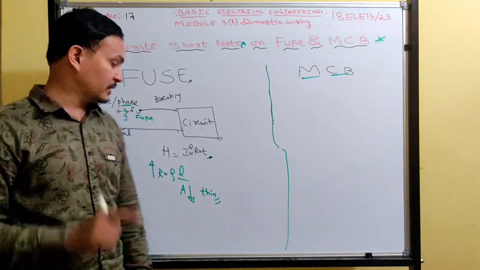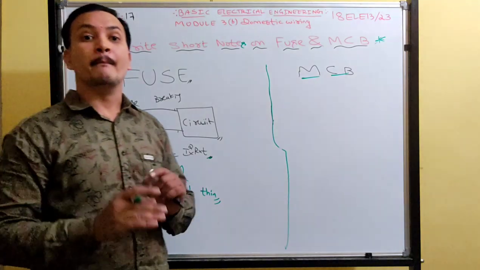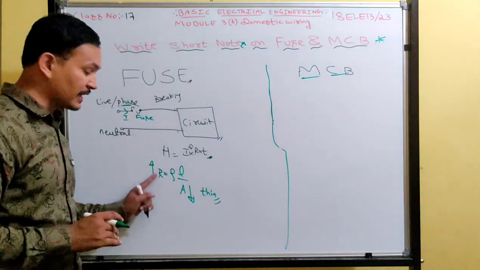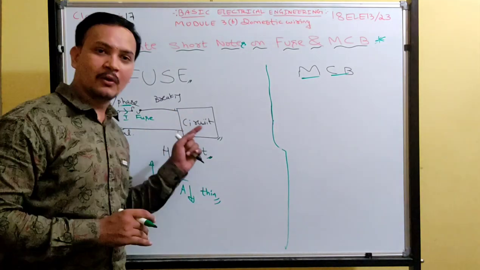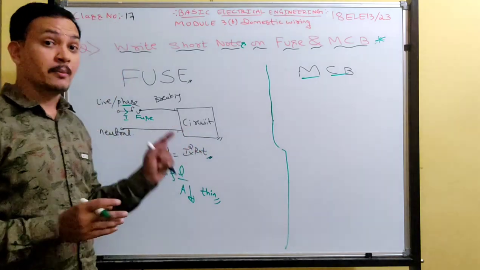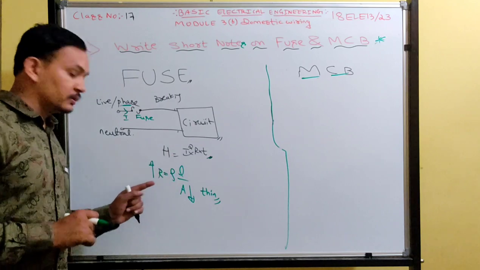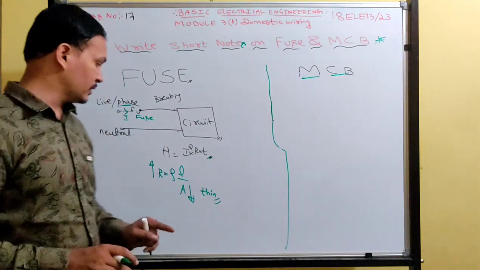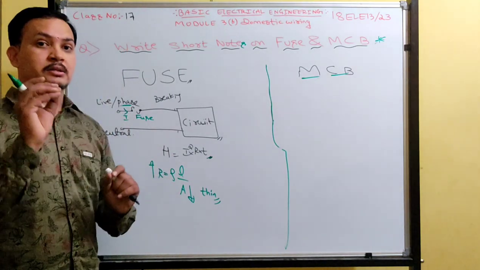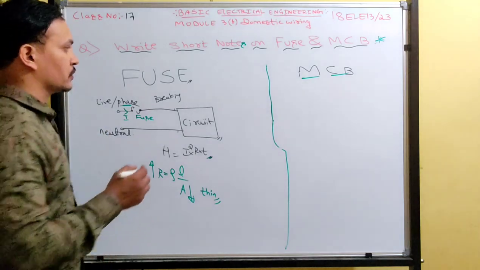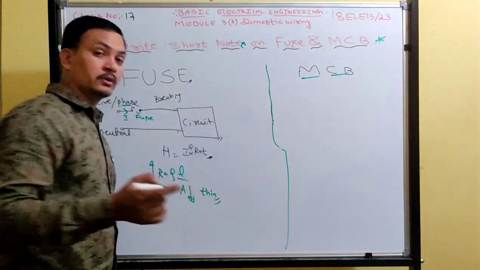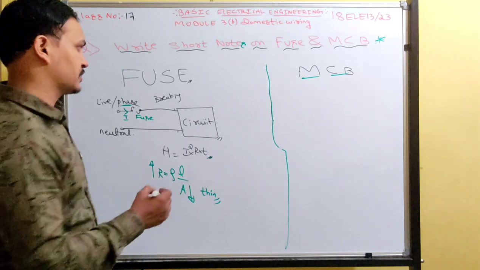Like that, the fuse element should be made. If we make it with higher resistance, excess current will not flow. But in a normal working condition, the current should flow. So there should be some compromise in selecting the resistance of the fuse element, and we should follow the desirable characteristics.